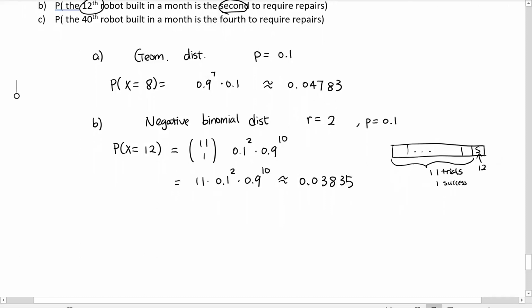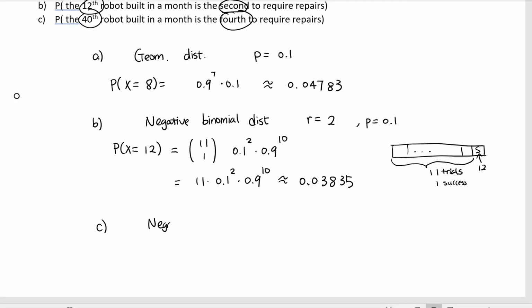Alright, let's continue. Part C. So the 4th robot built in a month is the 4th to require repairs. Because it's the 4th one, not the 1st, it's still negative binomial distribution. And R, what is R? Pause the video and tell me. Yes, it's 4. And P is still 0.1. So probably X equals 40.